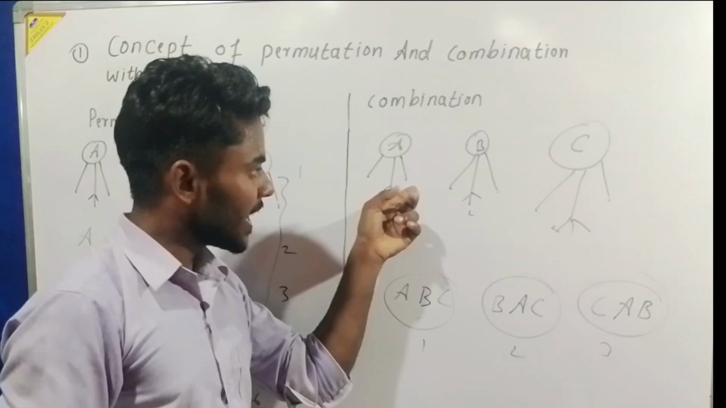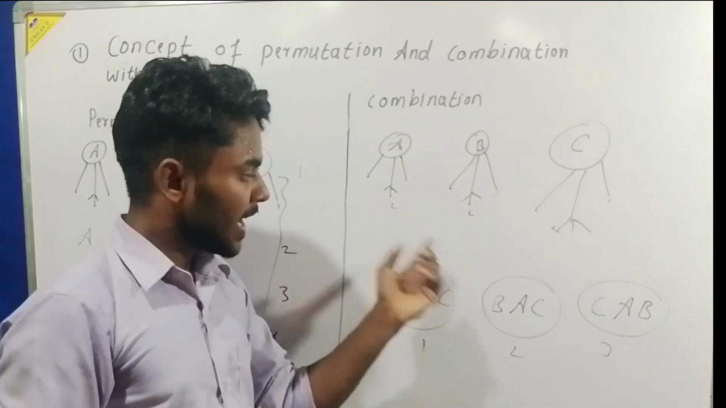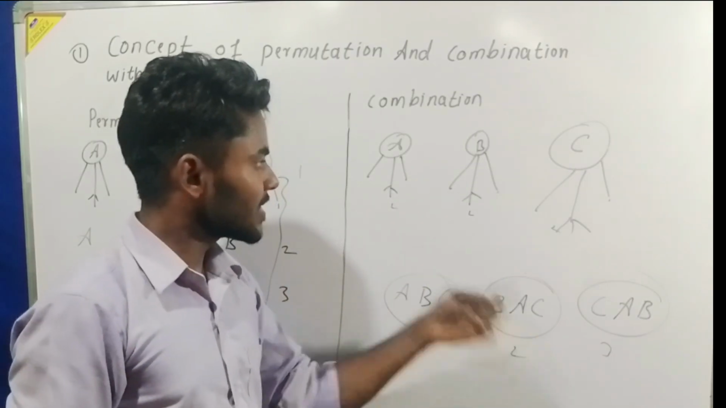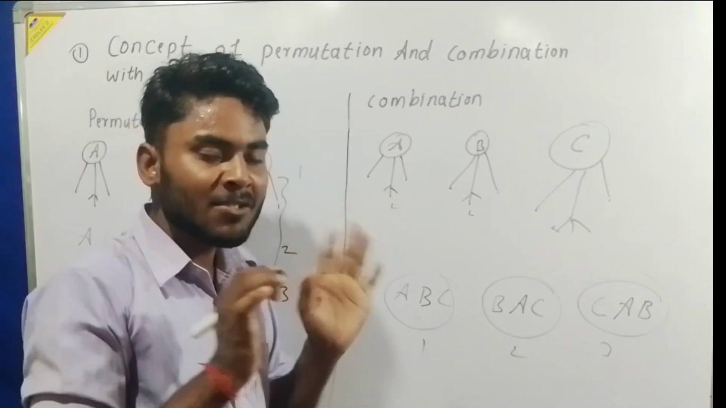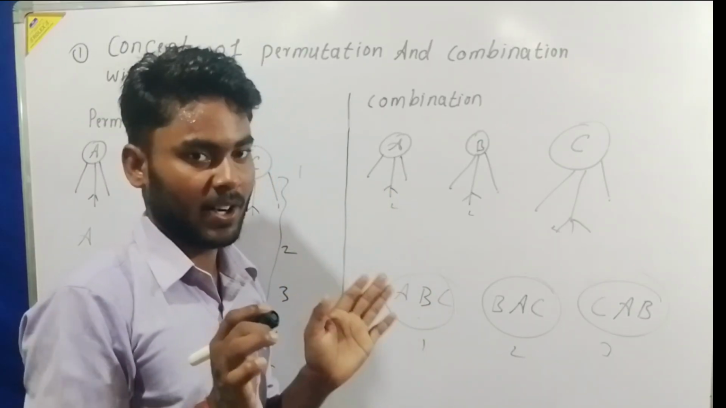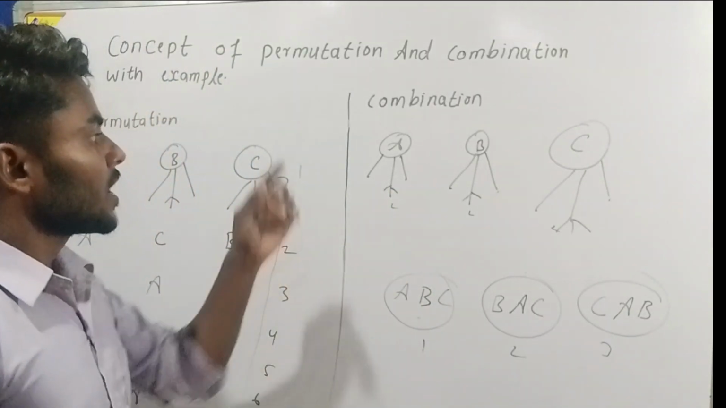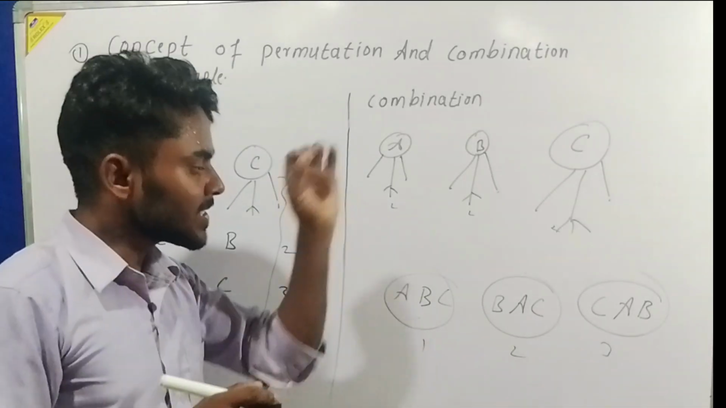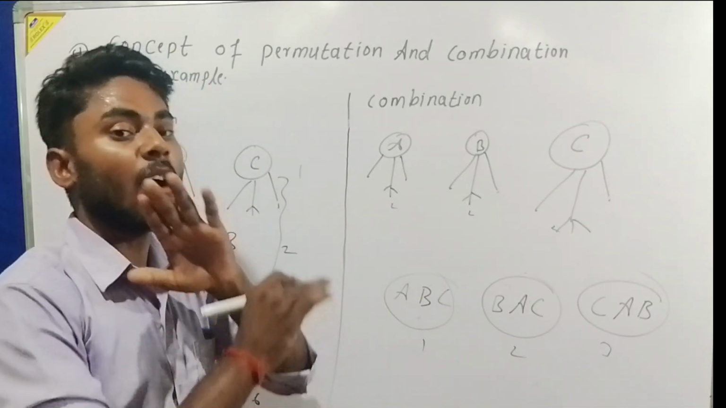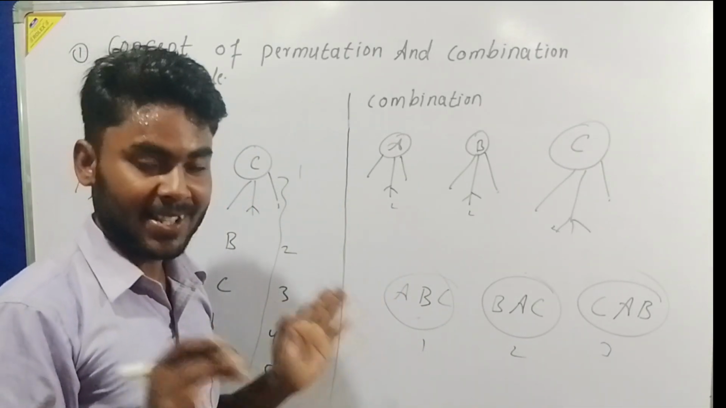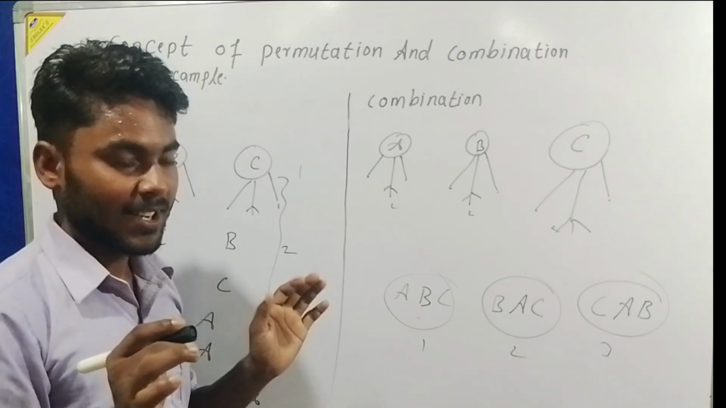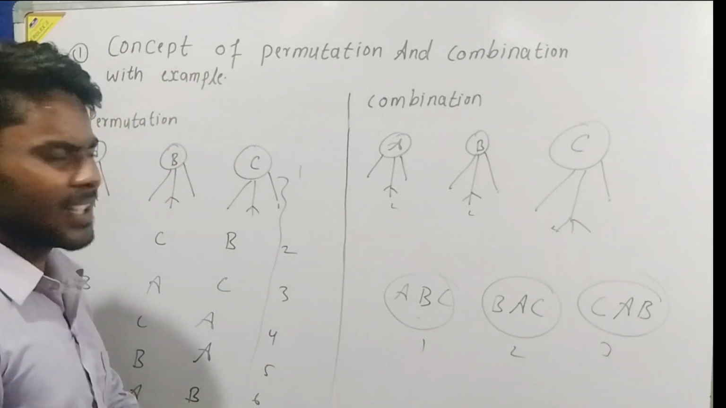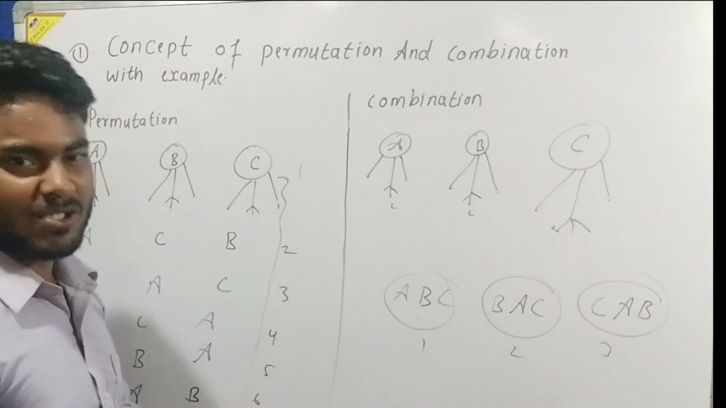Although first we select A, then B, then C, and again we first select B, then A, then C, it does not matter. There is no matter of order. That's why we can say that combination is a selection of objects without order. Is it clear or not clear? I hope the definition of permutation and combination is clear.